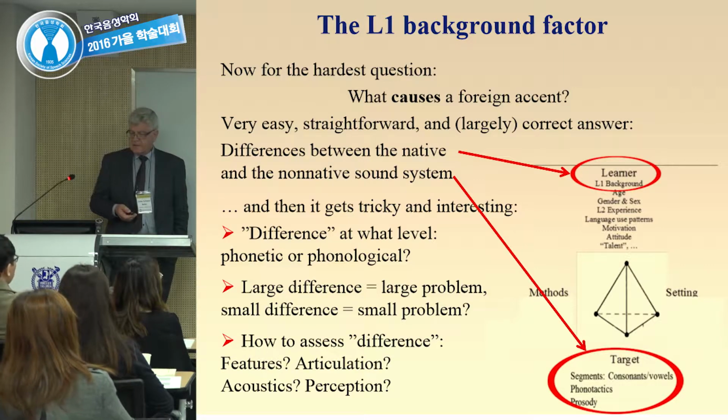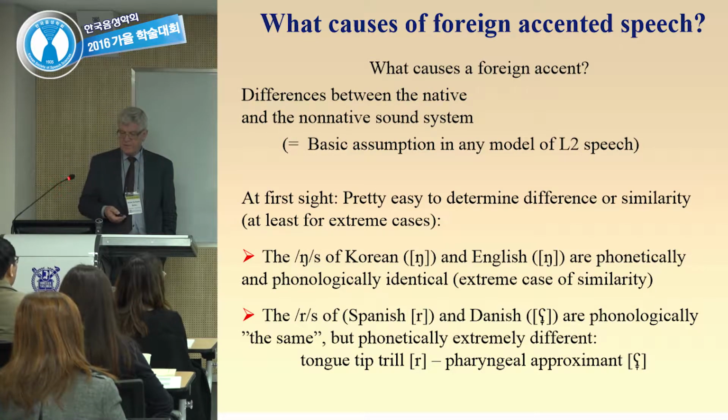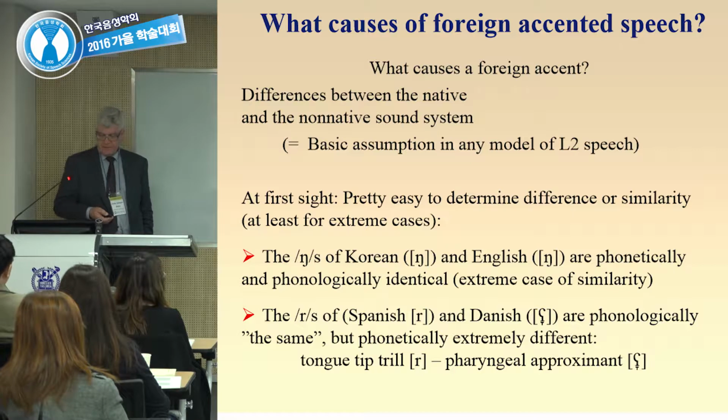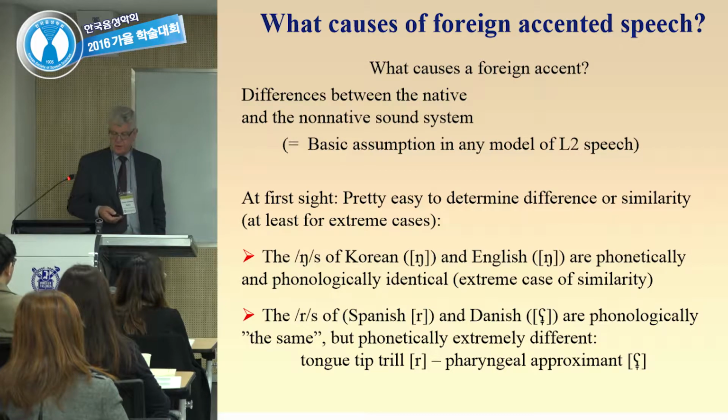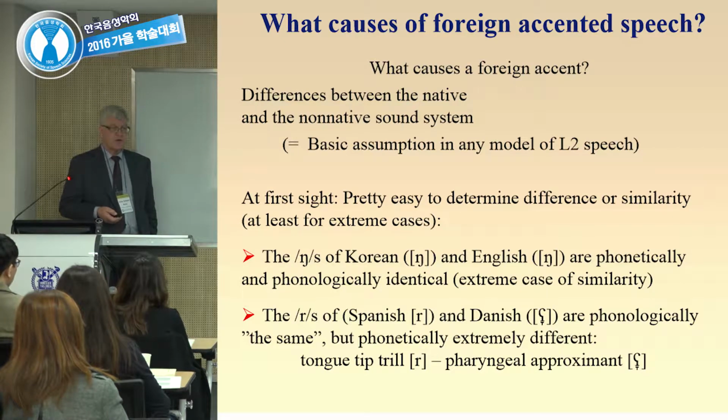So a basic assumption in any model of second language speech, or any researcher who engages this, is that differences between the native and the non-native sound system cause foreign accent. But at first sight, it's pretty easy to determine differences or similarity, at least for extreme cases. The /h/ and /ŋ/ of Korean and English are phonetically and phonologically identical. That's an extreme case of similarity. Okay? And then the R's of Spanish and Danish are phonologically the same, but phonetically extremely different. In Spanish it's a tap, and in Danish it's a uvular approximant. Okay? Very, very phonetically different.